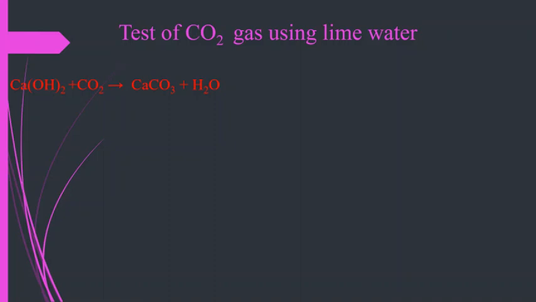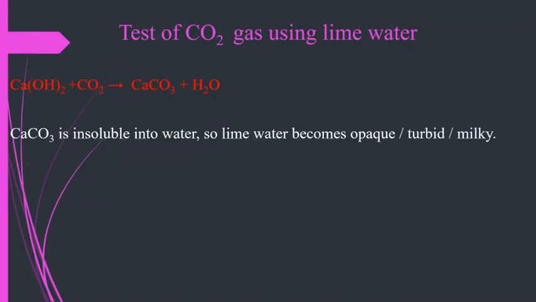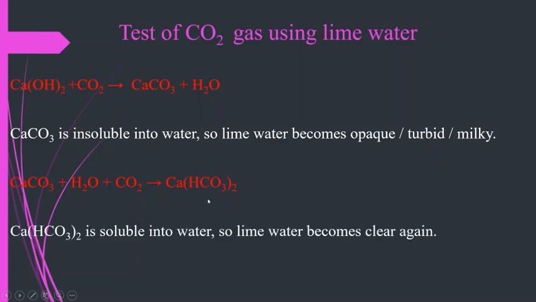Now, if excess carbon dioxide gas is passed through this turbid water, then the water becomes clear again. Why does the water become clear again? Because the calcium carbonate and water react with excess carbon dioxide gas and produce calcium hydrogen carbonate. Calcium carbonate is insoluble in water, so the water becomes milky or turbid. But calcium hydrogen carbonate is soluble in water, so the water becomes clear again. So in this way, we can test carbon dioxide gas easily by using lime water.